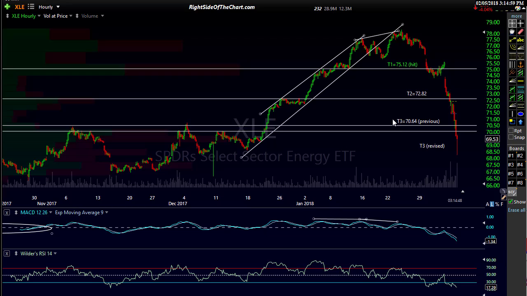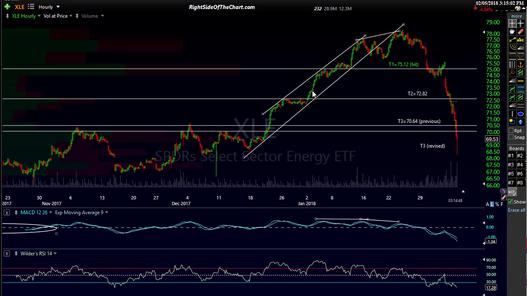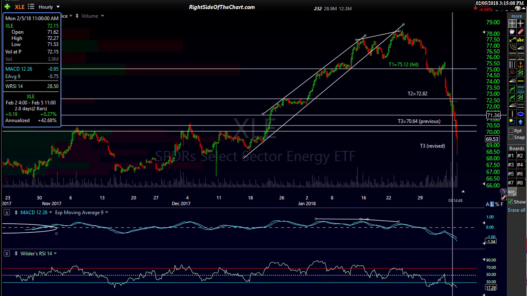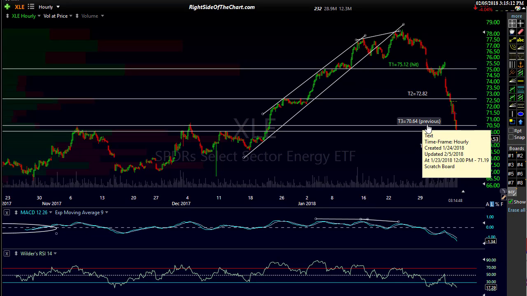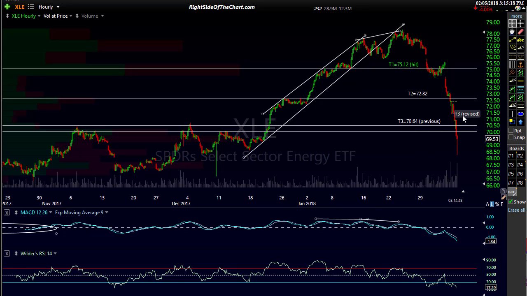If you look at the 60-minute chart, this was the trade idea recently closed out. I had a previous chart. I closed this one a little early today, not wanting to try to catch the lows, but we did go on to hit my target here. I had this target zone, and I set the target. The final target on the trade originally was 70.64. T3 revised was somewhere up here.